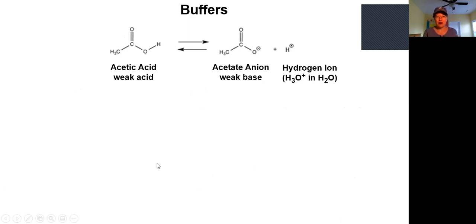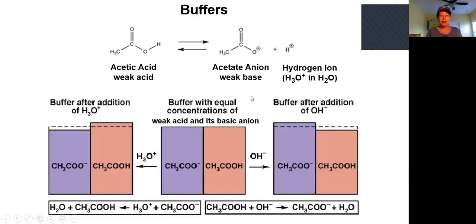This is the acetic acid molecule, the weak acid. And if it loses its hydrogen ion, which can be written as H3O plus if it's in water, what's left over is the acetate anion, which is a weak base. Here, starting out with the original buffer solution, we've got equal amounts of the weak acid, CH3COOH. Keep an eye on that H. That lets you know if you have an acid or a base. The basic anion is what's left over after H plus is gone.